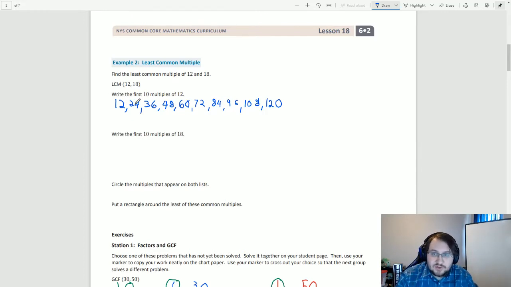12 times 1, 12 times 2, 12 times 3, 12 times 4, and on and on, until we get to 12 times 10. Well, those are our multiples of 12, and if we wanted to, we could keep going. But it tells us to do the first 10, so we'll stop, and we'll go on and find the first 10 multiples of 18. Okay, so once again, exactly like what we did before, we are going to be counting by 18.